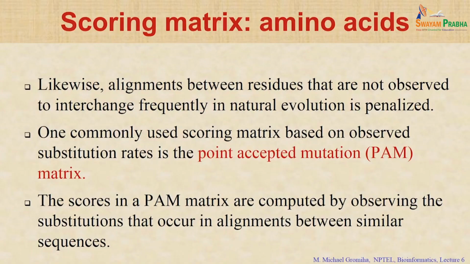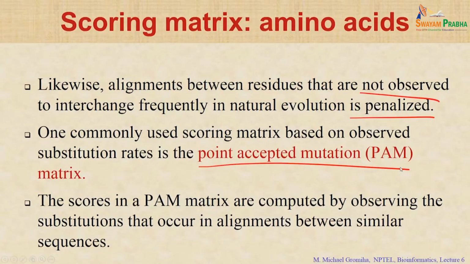How to do that? In the alignment, if residues are aligned quite frequently, they give positive values, and if a pairing is not observed, we need to penalize, so we give a lower score. How to do this? From the alignment of different sequences of various homologies, where homology means how far they are similar, which I will discuss in later classes, they derive a matrix called the point accepted mutation matrix. This matrix is called the PAM matrix.